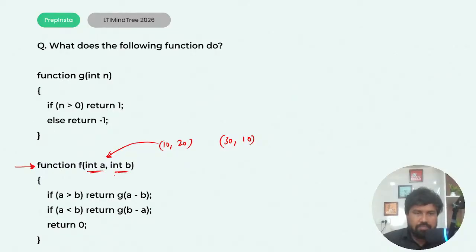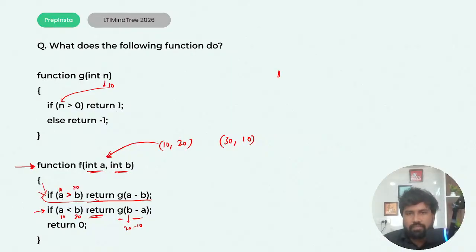Int a, int b. It will go inside the function, and 10 is greater than b is wrong. So this if statement won't get executed, and the second if case will get executed, because a and b are 10 and 20, and return g of b minus a. b minus a is how much? 20 minus 10 is 10. So in n, 10 will be stored. If n is greater than 0, return 1. So it will return 1.